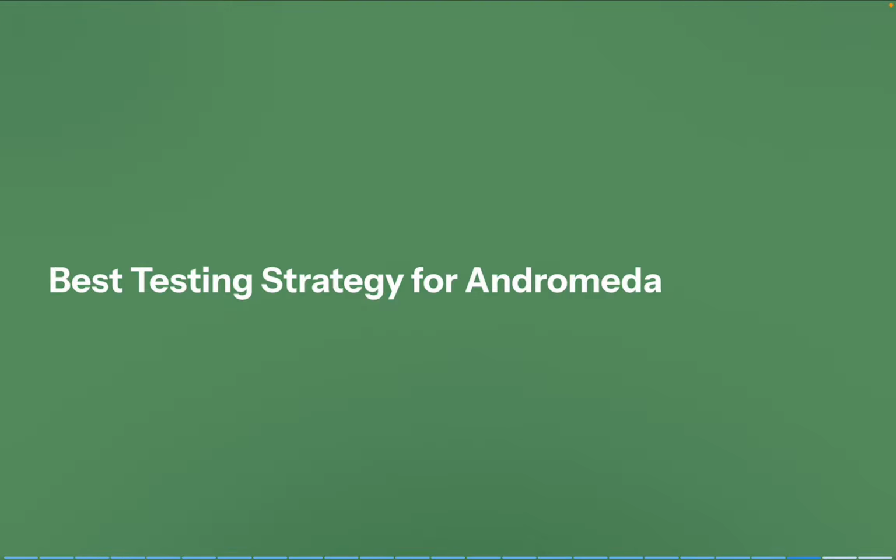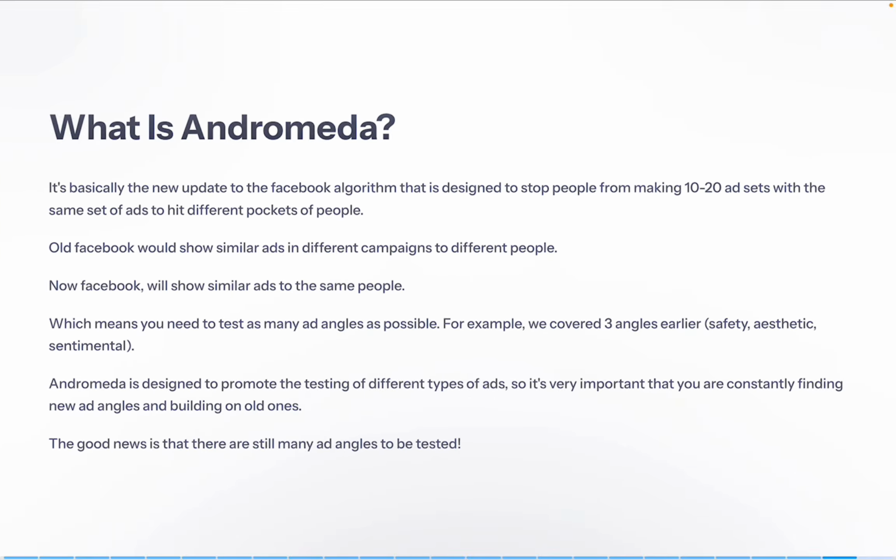Now let's get into the best testing strategy for Facebook in 2026. So I talked about the Andromeda update. It's basically a new update to the Facebook algorithm that is designed to stop people from making 10 to 20 ad sets with the same set of ads to hit different pockets of people. Because in the old Facebook, you could make one ad, make 10 different ad sets, and each ad set would hit a different pocket of people.